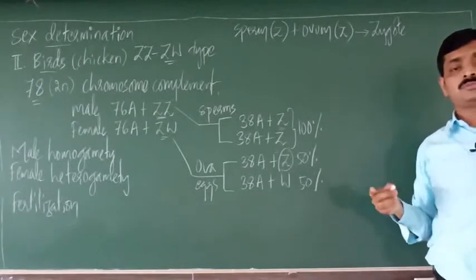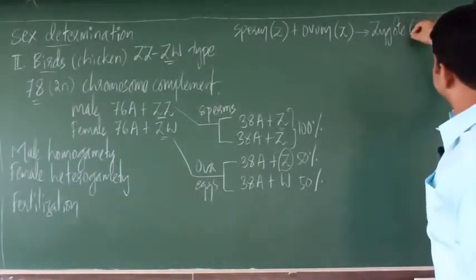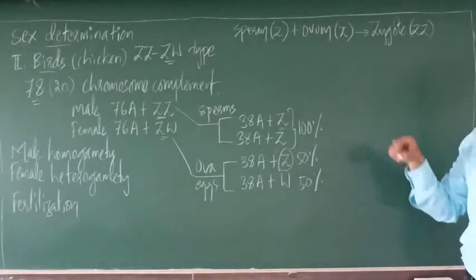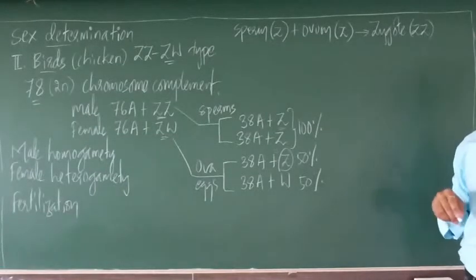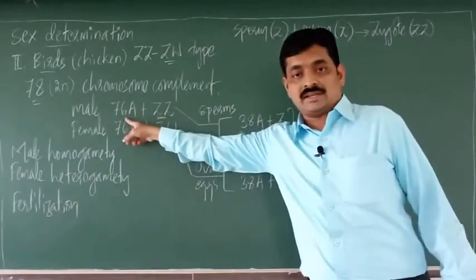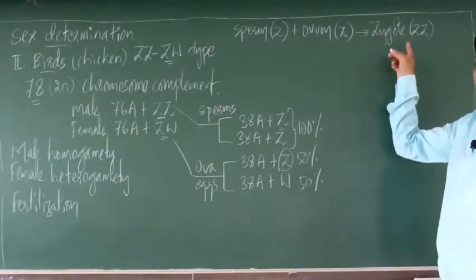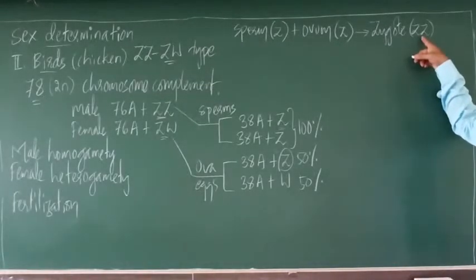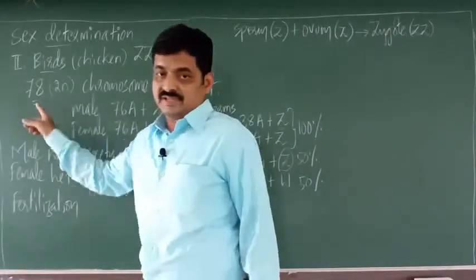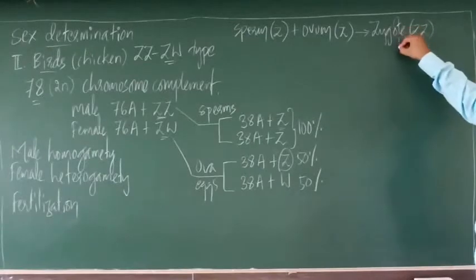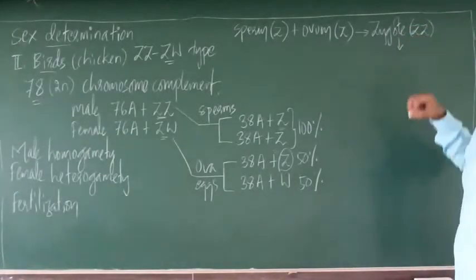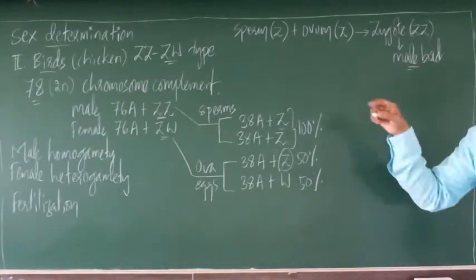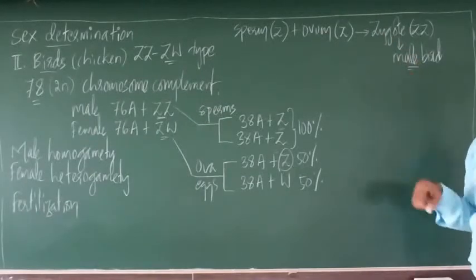Now, can you tell me which chromosomes do you find in the zygote? So it is ZZ. This Z and this Z, they come together. So the pair of sex chromosomes in the zygote are ZZ. What about the number of autosomes? So 38 plus 38. So you get how much? 76. So there are 76 autosomes. So 76 autosomes plus a pair of sex chromosomes which are ZZ, so 76 plus 2, it is 78. So the chromosome number is 78. Now this zygote, it will develop to form which sex? So ZZ, it will form the male bird. Right? So the zygote develops to form male bird.